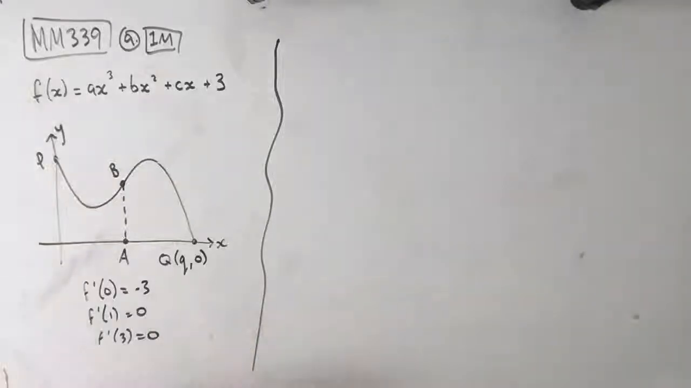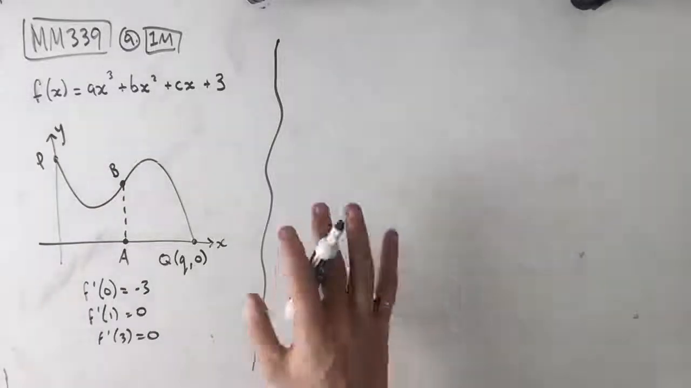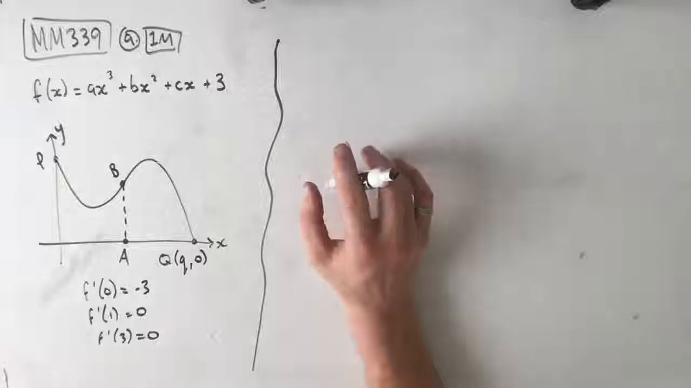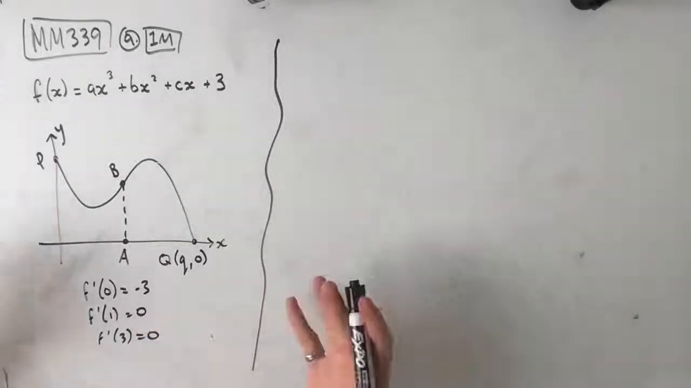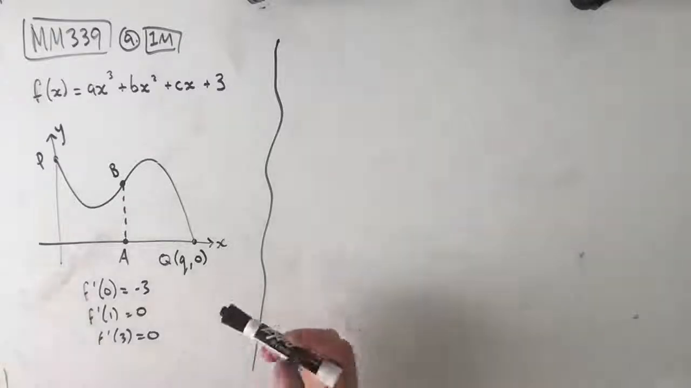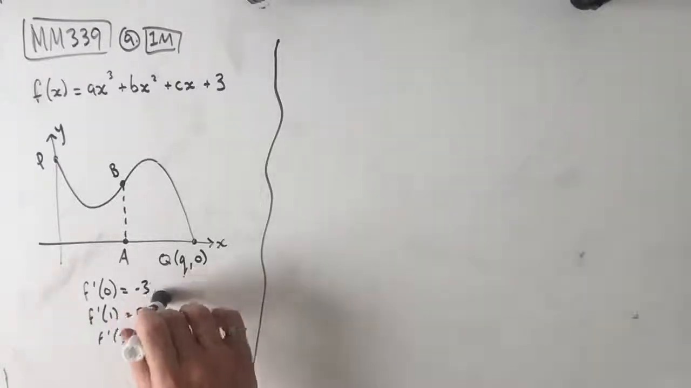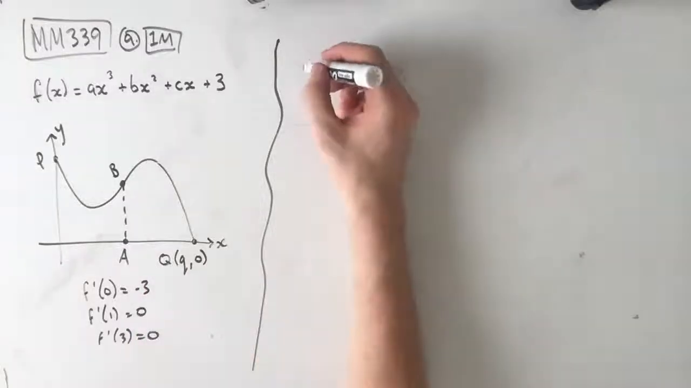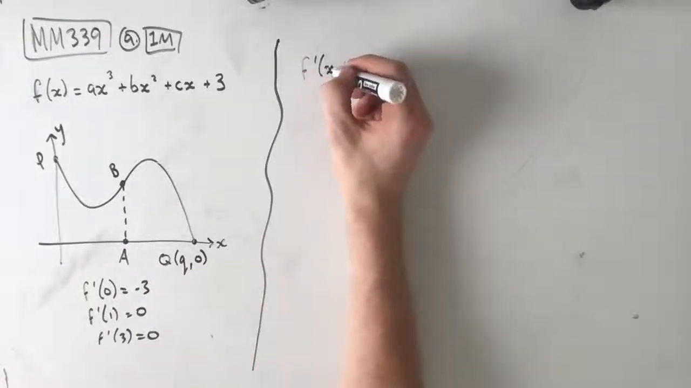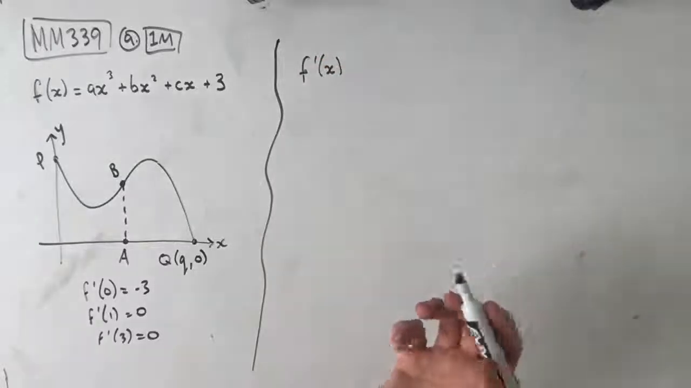Now part A is a 1 mark question and says show that a equals negative 1/3, b equals 2, and c equals negative 3. Awesome. So if you're not too sure where to start with this, just go with what you know. Like, just go with this first piece of information first and then work from there. So if we know that f dash of 0 equals negative 3, then we're going to be able to find our derivative function and sub that in to try and find something.